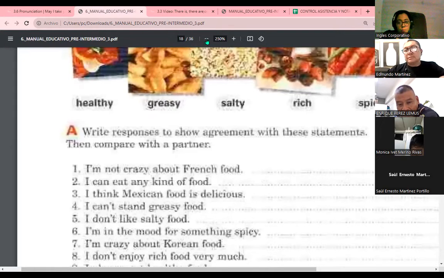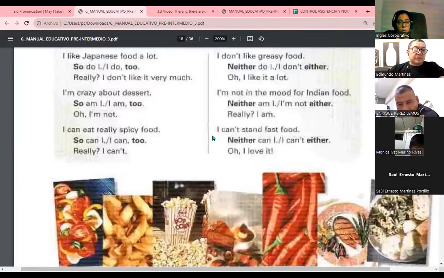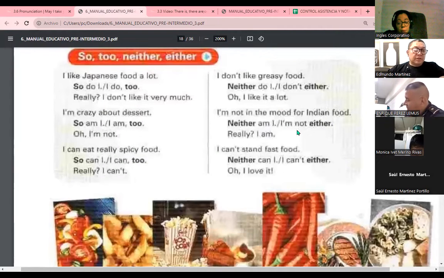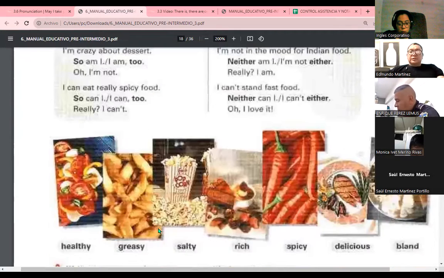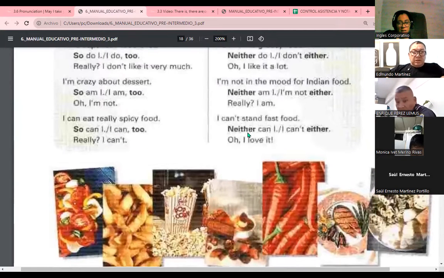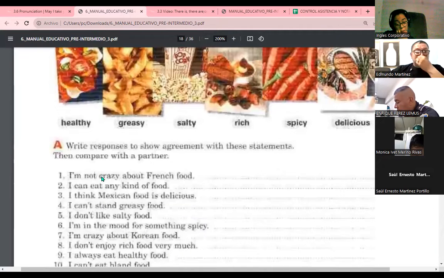O también decimos, como está hablando de no, neither am I. Neither am I, porque dice I'm not. Aquí ve. I'm not crazy about French food. O sea que no, ¿verdad? Entonces digo, I'm not either. Ajá, I'm not either o neither am I. Porque estamos with negative. Not, verb be, must not.